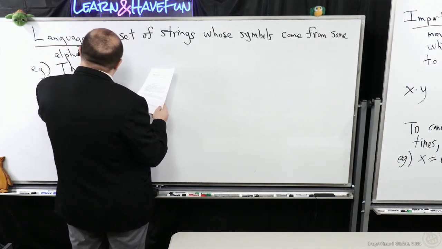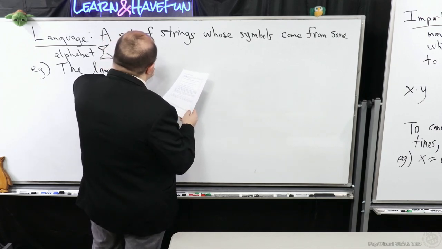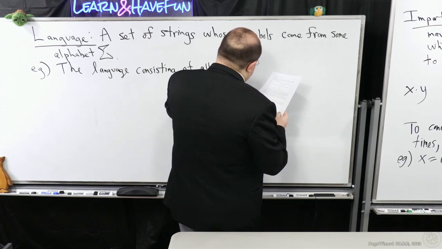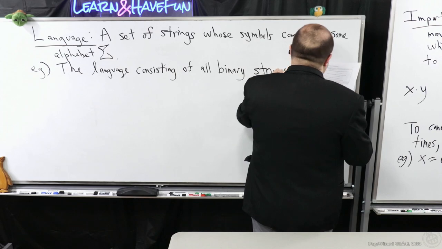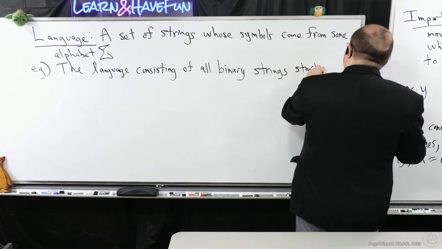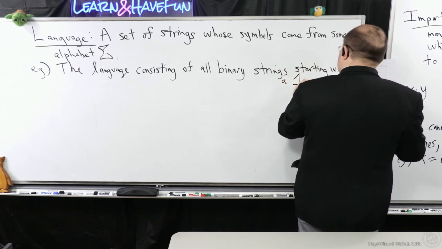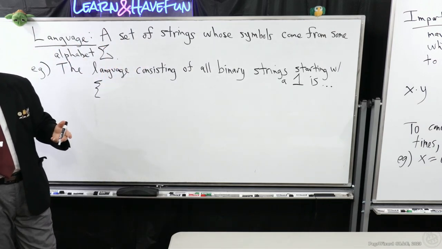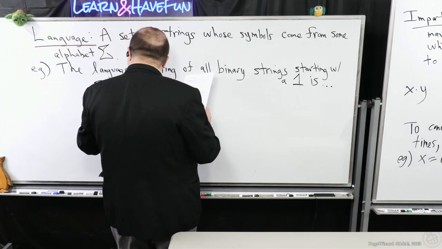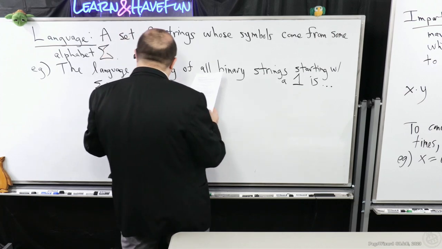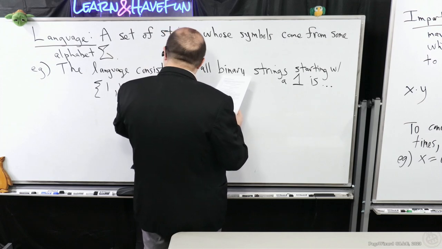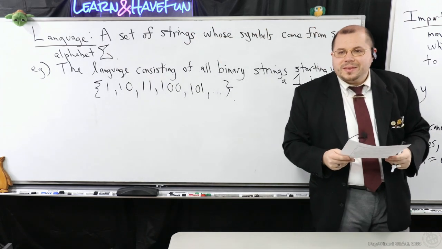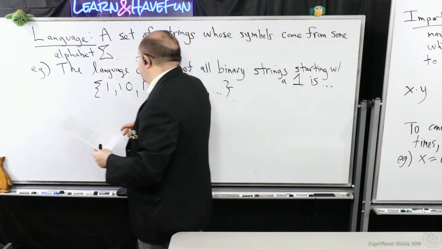So let's talk about first the language consisting of all binary strings. Naturally it's over the binary alphabet. For example, it could be binary strings starting with a 1. I could do this more formally, but I'll just describe it using a literal description of the set. I can't list them all because there's an infinite number of them, but notice that these are all strings that start with 1. And that's a language. This is just an example of a language, just a set of strings who come from some alphabet.